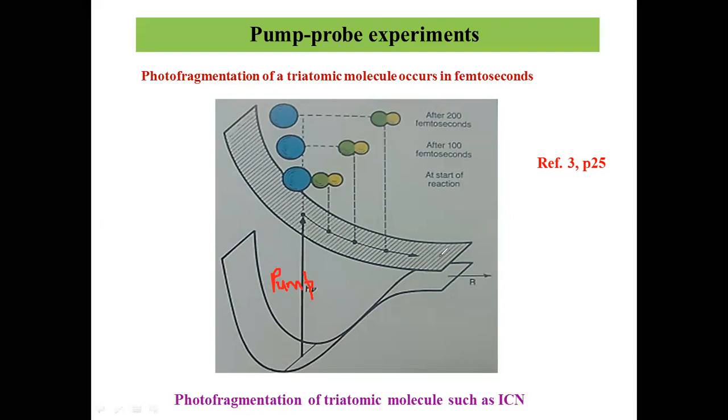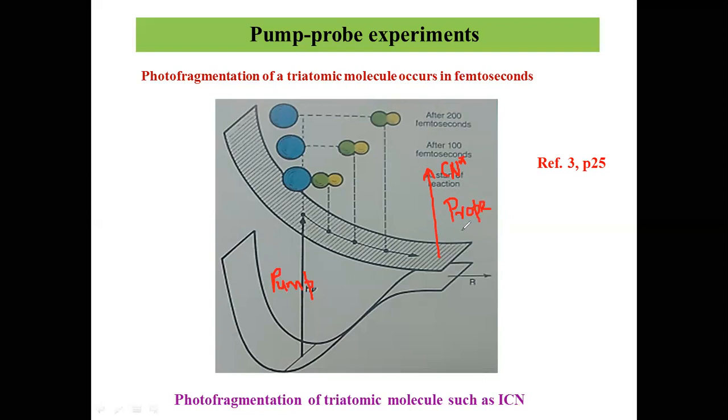Now when CN comes here, we can set another laser, right, which takes the CN to the excited state. So this is CN in the excited state, CN star. Right. So that is basically the probe. That means probing the product or any intermediates. So that's what it is called, the pump-probe experiment.